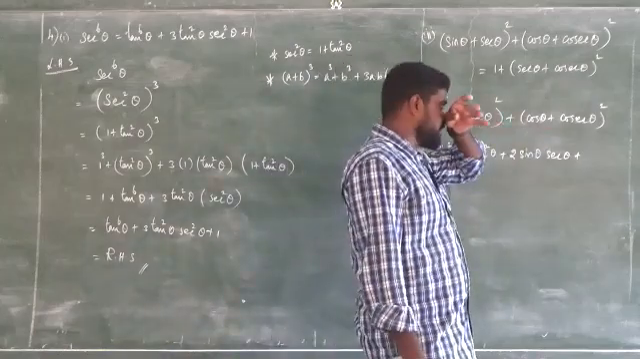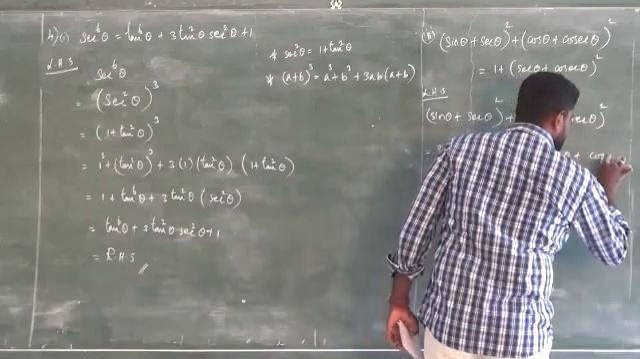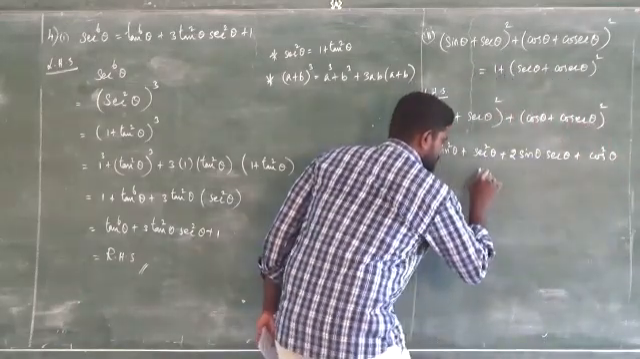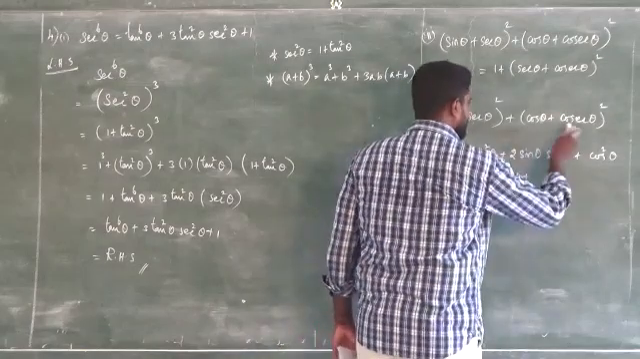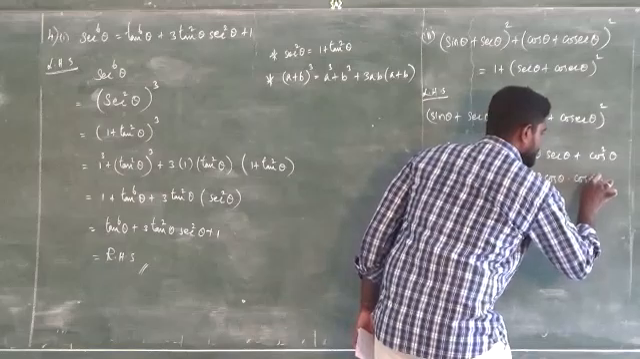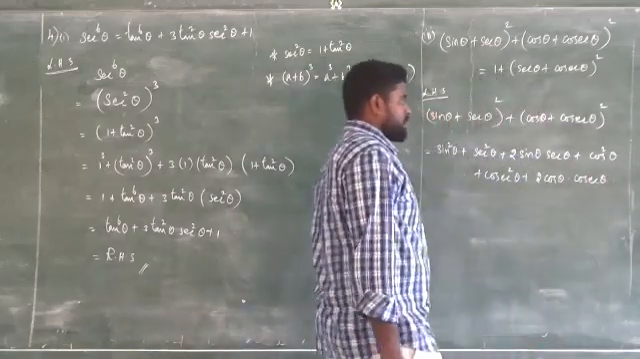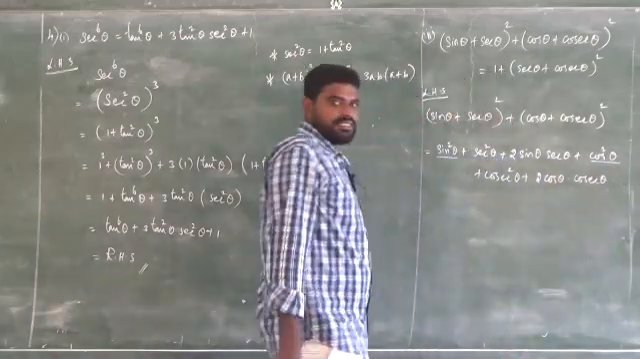this one. This is also in the form of a plus b whole square. So cos square theta plus cosecant square theta plus 2ab. So 2 cos theta into cosecant theta. We know very well sin square theta plus cos square theta is 1.